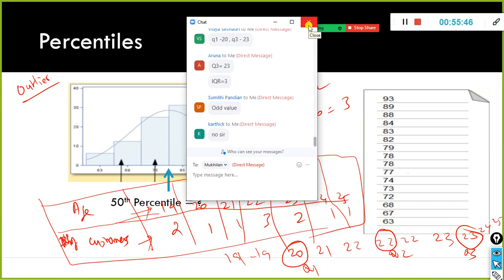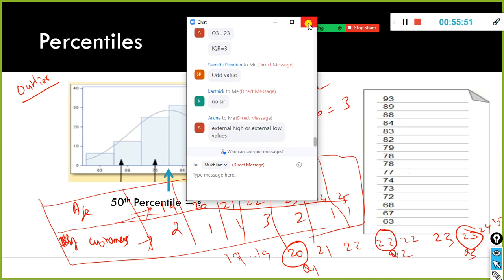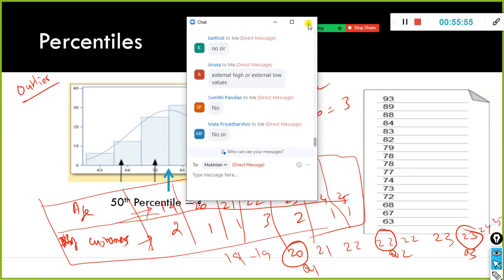So in this data, you tell me, do we have an outlier in this data set? Something odd, yes, Sumiti, right? Something very odd. So you don't have an outlier. Karthik says there are no outliers. Extremely high value or extremely low value, that is also yes or no. And Deepak says no outlier, and Mala says no outlier.